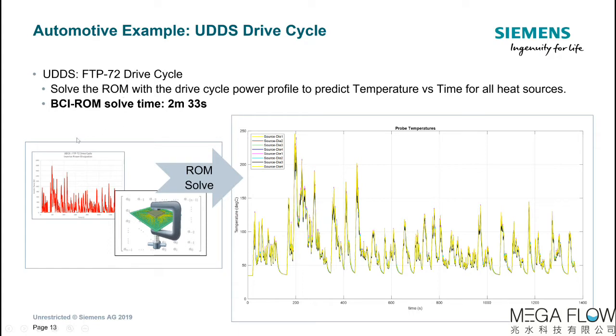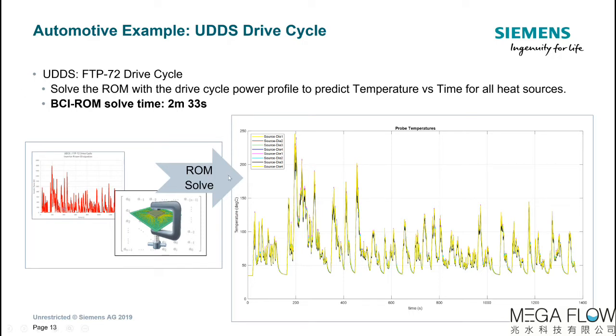We transform that into inverter power versus time, which you can see as the red curve on screen. So it's a very complex power profile, so many changes in power dissipation spread out over about 1400 seconds. So this becomes an input to the ROM.